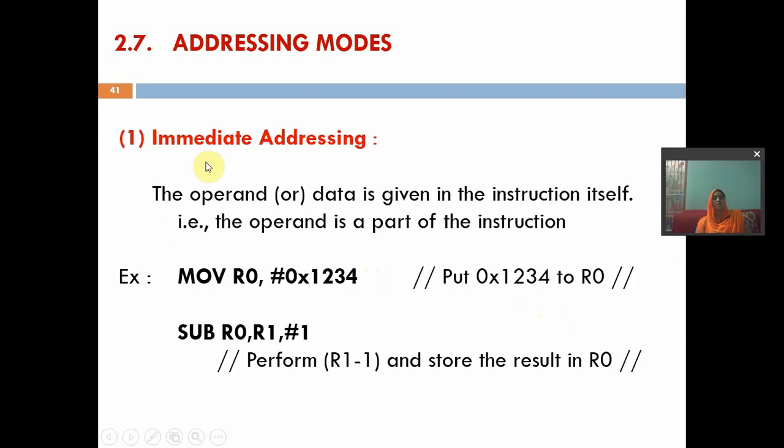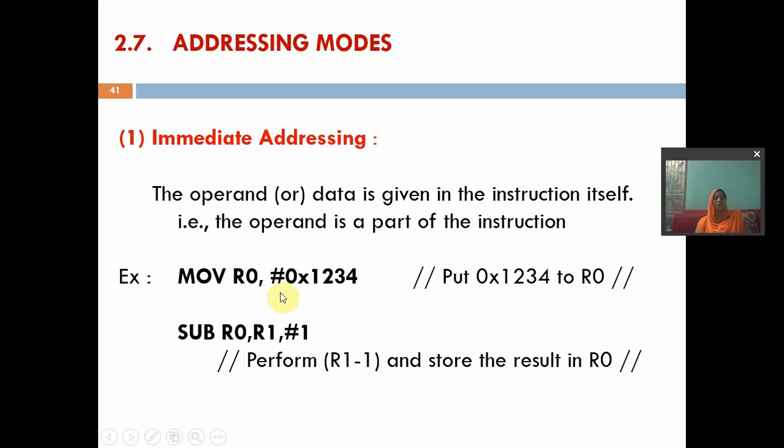The first addressing mode is immediate addressing mode. We have 5 types of addressing modes. In immediate addressing mode, the operand or data is given in the instruction itself, so we can give immediate data to the register. That is, the operand is a part of the instruction.